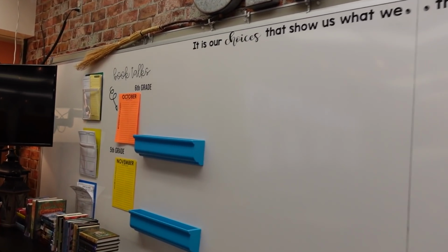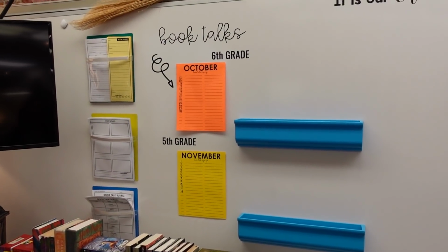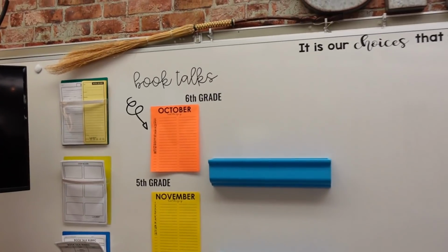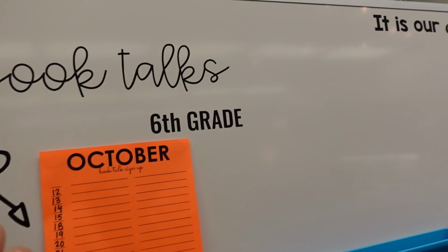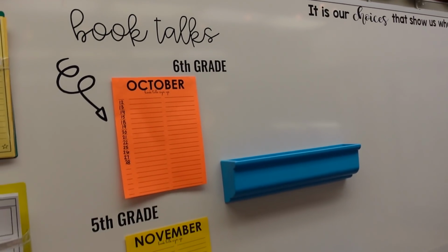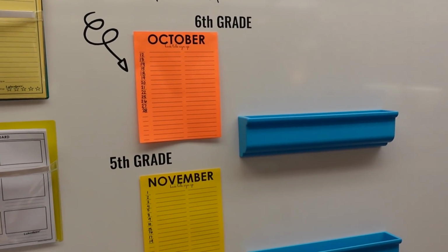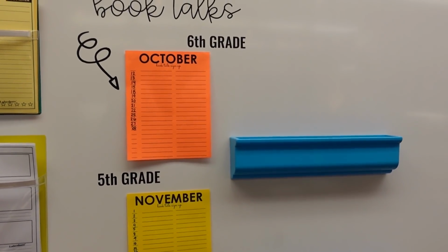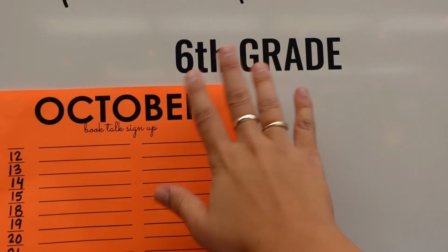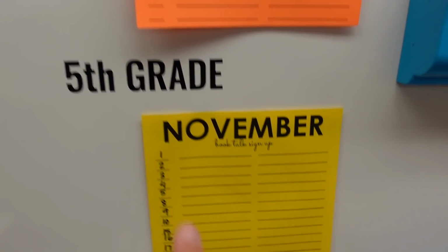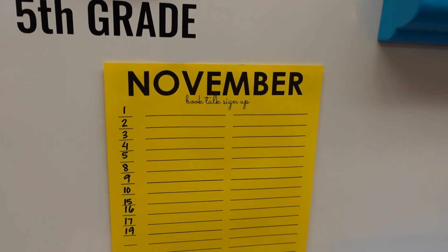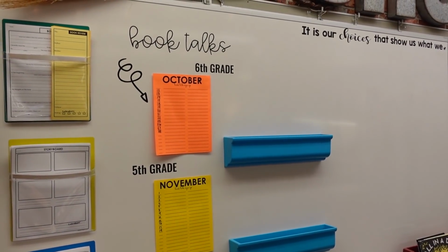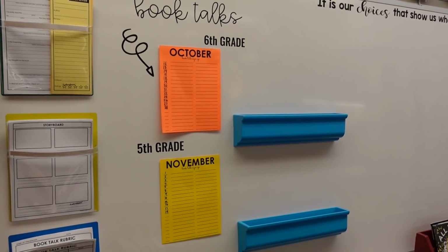And then on this side, I have my book talk section. This is my favorite section. So I added the book talks up here, which is in the cursive font. I have the little arrow, and then you're gonna notice that we have our sign-up sheets for both grade levels. This one is for 6th grade, and this one is for 5th grade. Now 5th grade isn't going to start doing their own until November. Right now I have been modeling it for them so that they're prepared in the month of November.